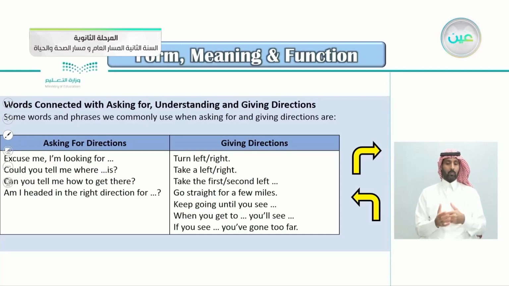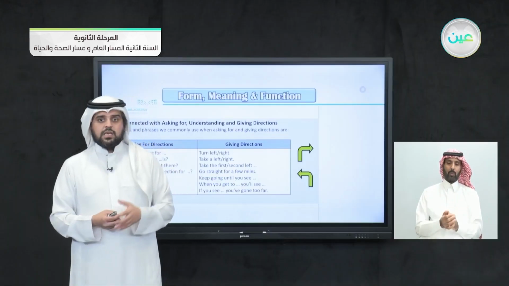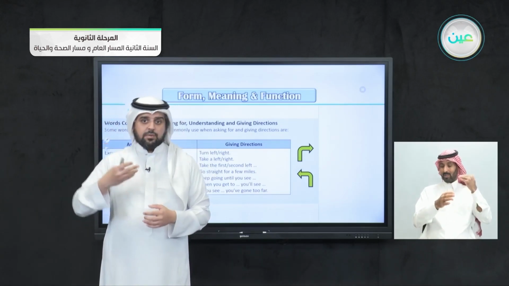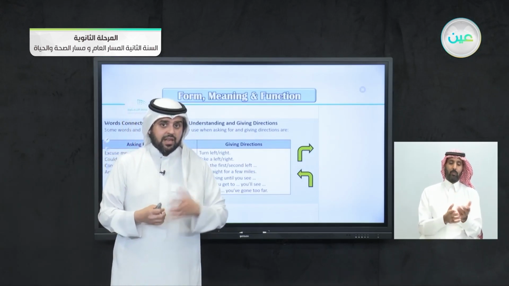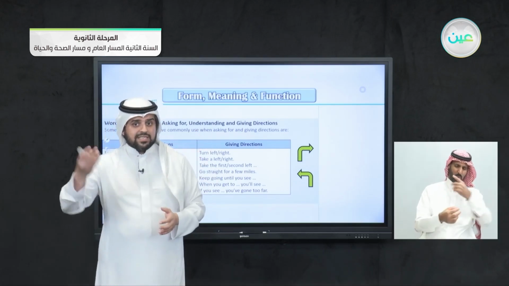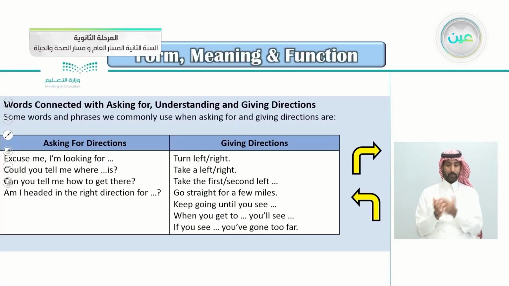The last one: if you see, you've gone too far. For example, if you see a garden, you've gone too far. The bank is behind you. You skipped the bank. For example, like that. When you say, if you see a garden, you've gone too far, you missed the bank. So all of these are directions, as you can see in these images here. So this is take a right or go right or turn right. And this one, of course, is the symbol for turning left.